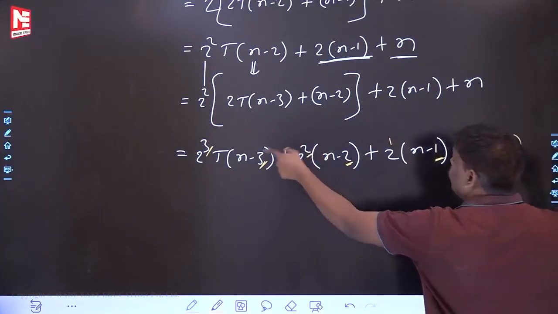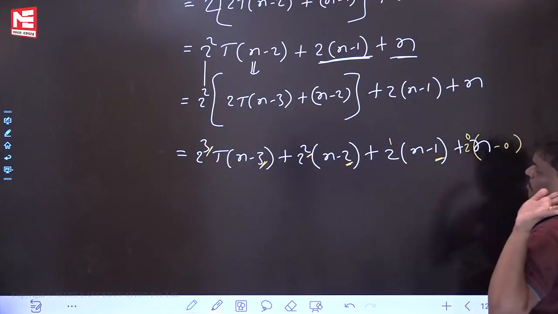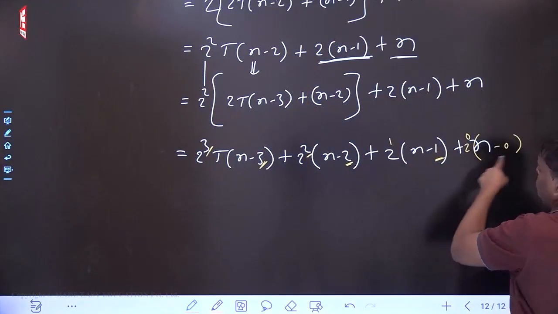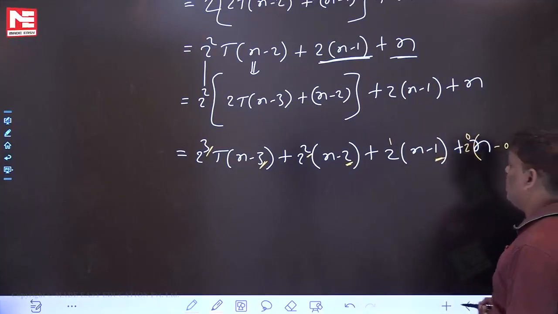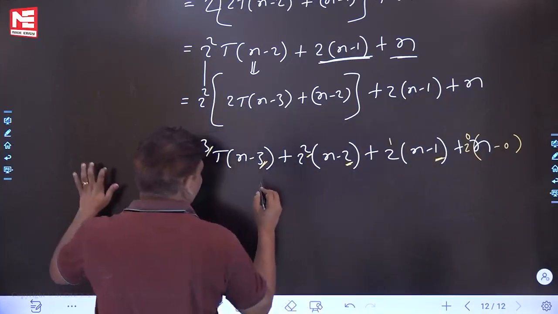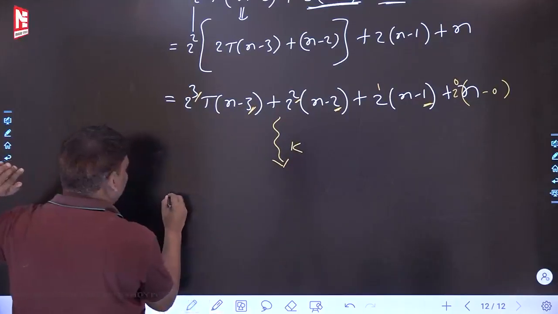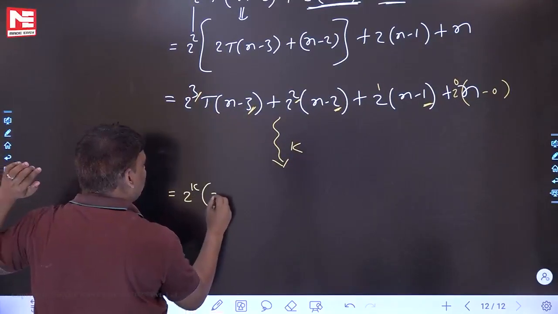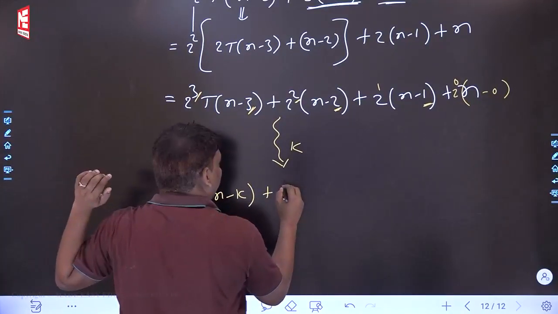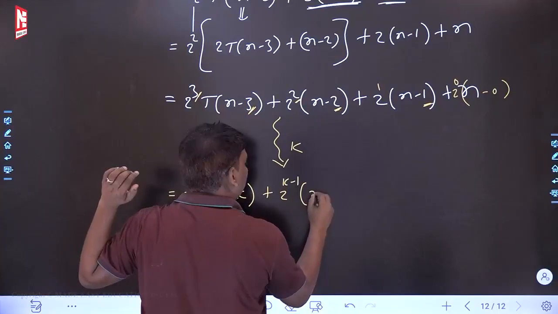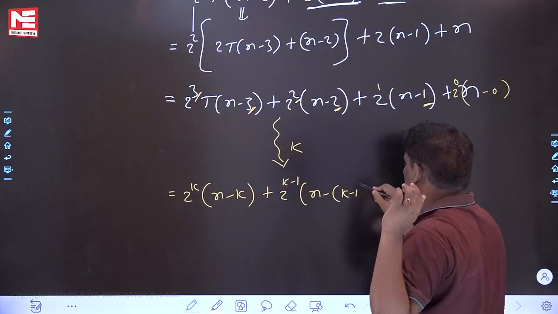Some people are asking, why only 1 difference? Because you are always subtracting 1. Only 1 difference came. If you subtract 2 each time, like in the previous problem, a difference of 2 will come. I am thinking that you are absolutely fine now. Let's go k times. If you go k times, what is the answer? It will become 2 power k times T(n-k), plus 2 power (k-1) times (n-(k-1)).